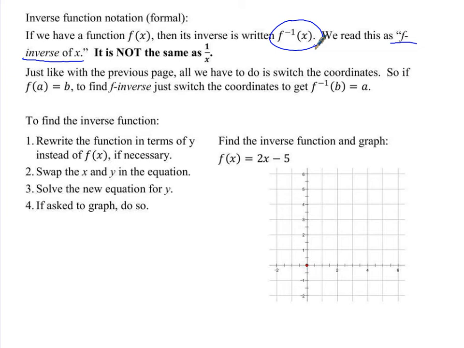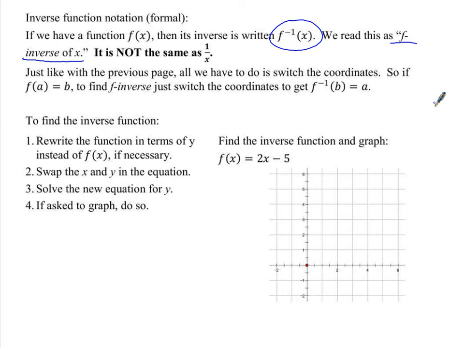of x. Okay? Now, just like with the previous page, all we have to do is switch the x and the y coordinates. So if f of a equals b, just whatever number equals whatever number, to find f inverse, just switch the coordinates. And it gives you f inverse at b equals a. That's the notation that we're using here.